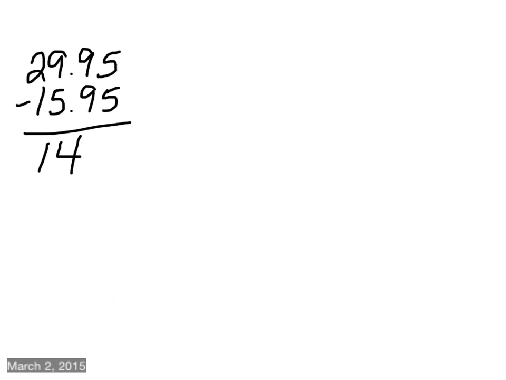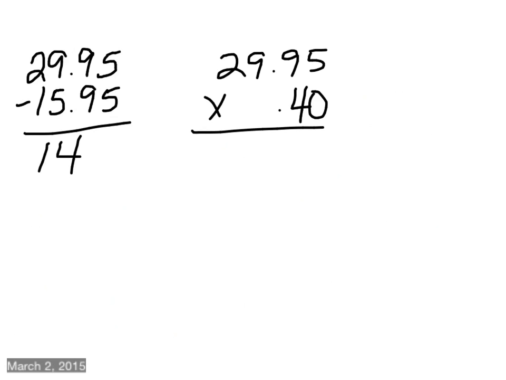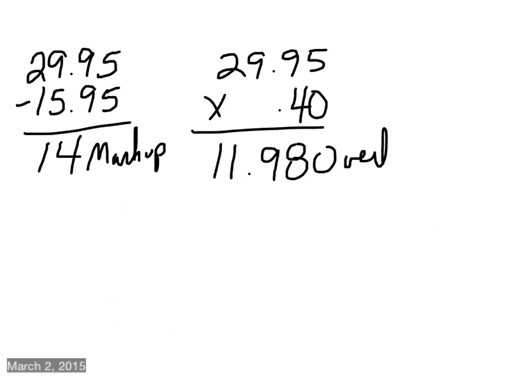Okay, now we need to find the overhead, which says it's 40% of the selling price. So now you need to take $29.95 and multiply it by 0.4. What do I get when I take $29.95 times 0.4? 11.98. Okay, so here was the markup, and this is the overhead.